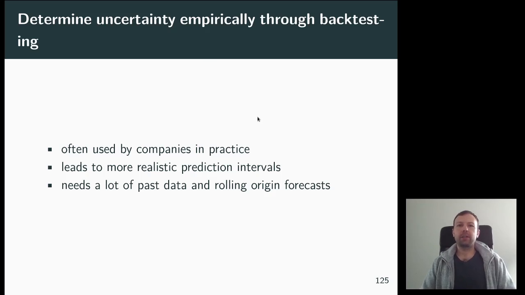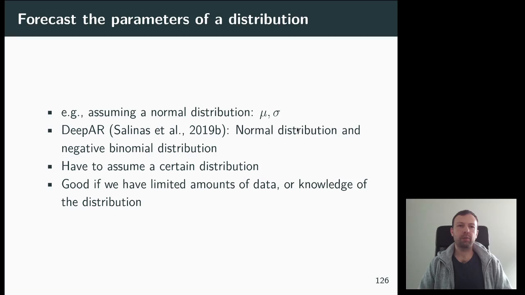Determining the uncertainty empirically through backtesting. So this is very often used by companies in practice. It leads to more realistic prediction intervals. They don't have this problem of being too narrow so much. The problem is more that you need a lot of past data, you need to do rolling origin forecasts, so it's also not feasible to do this always.